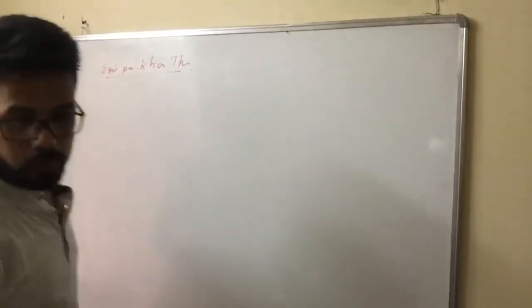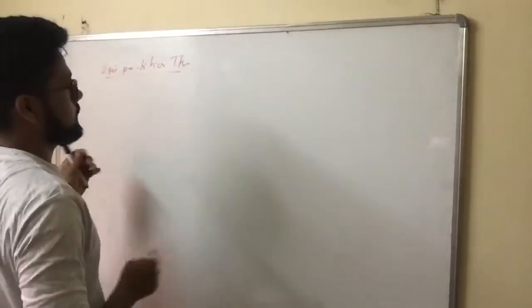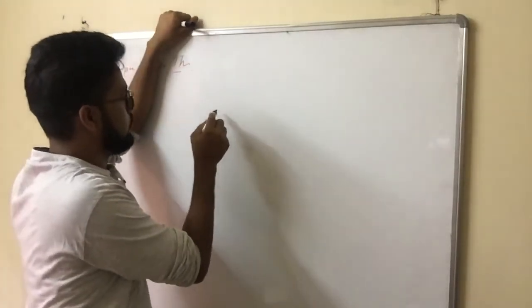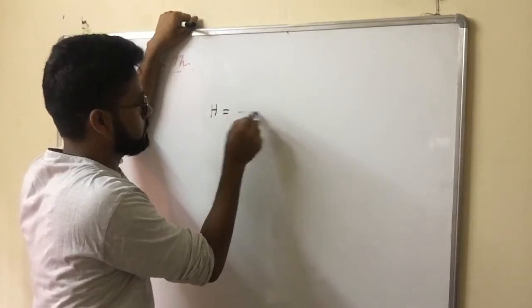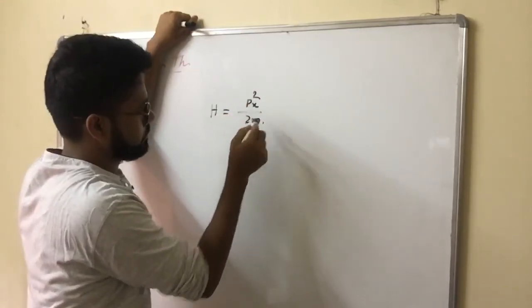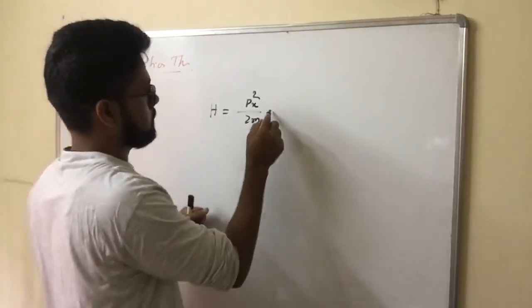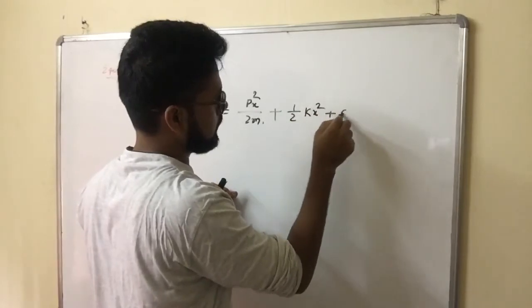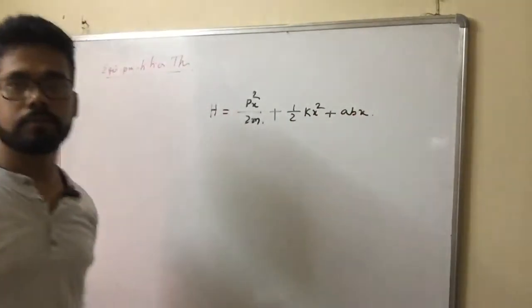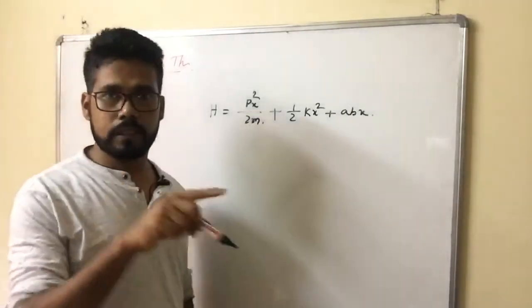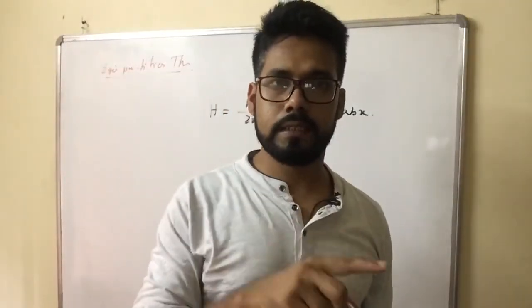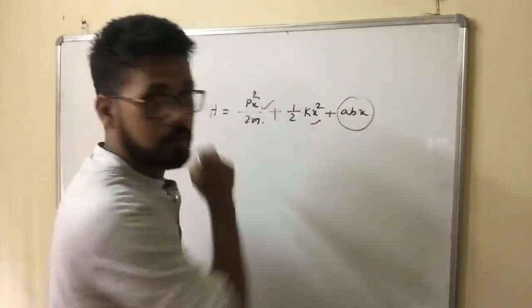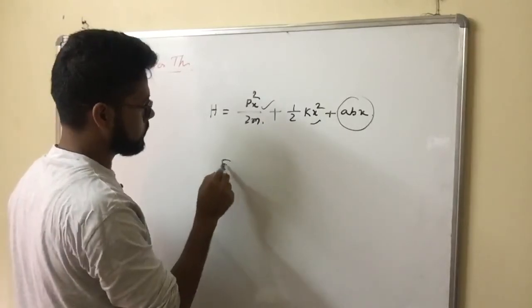One question comes daily in the exam, in the NET exam, a 5-mark question. The question is like that: the Hamiltonian of a system is given by px square by twice m plus half a x square plus a b x. What is the mean energy of the system? Can you calculate? I have already told you that the mean energy is only contributed by the harmonic terms. This is a harmonic term, this is a harmonic term, and this will not contribute.